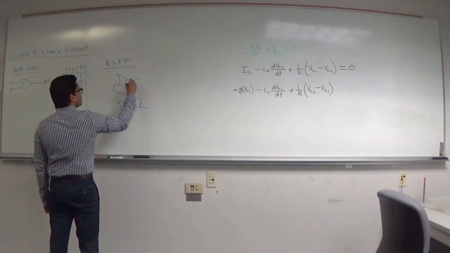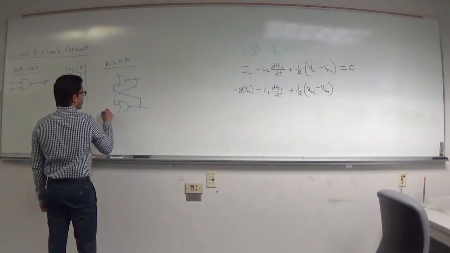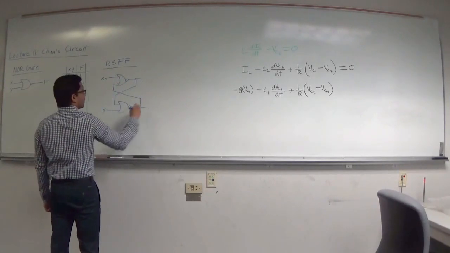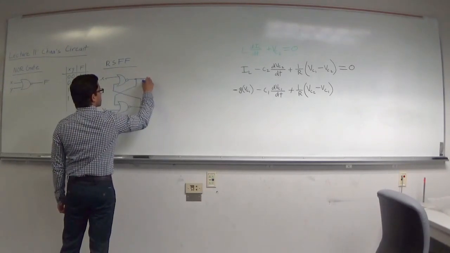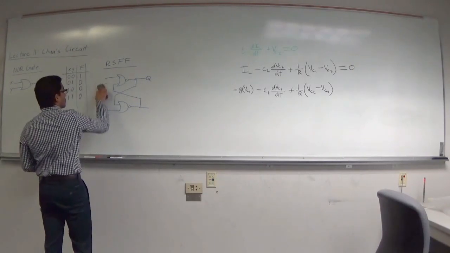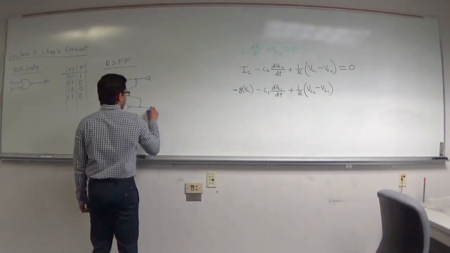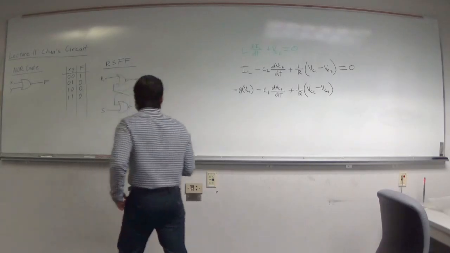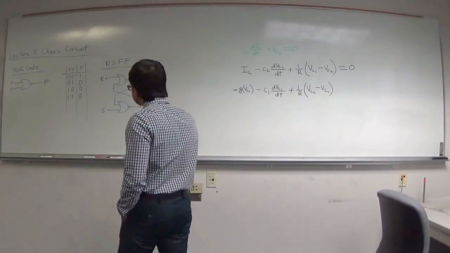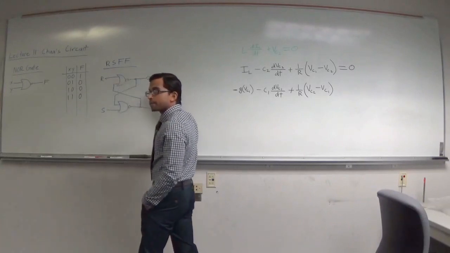So it's with 2 NOR gates. And this is one of the first flip-flops to be invented. And this is Q. So let me actually write this as S and R. So this is R. This is S, this is Q prime. So the idea of the RS flip-flop is that you can set a bit or you can reset a bit.